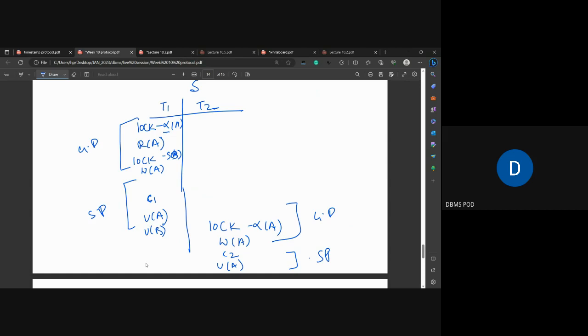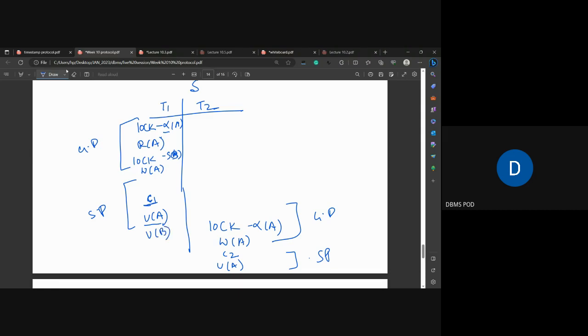So what was the difference? Can you come again? Okay, let's give one. In S2PL, we only say that the exclusive lock should be unlocked after the commit operation, not the shared lock. But in rigorous 2PL, or R2PL, all locks, whether exclusive lock or shared lock, should be unlocked after the commit operation.